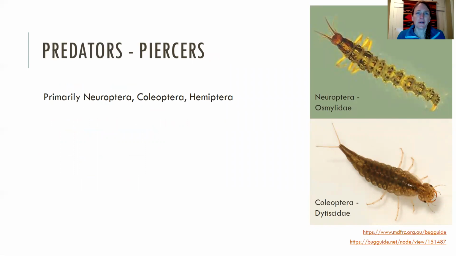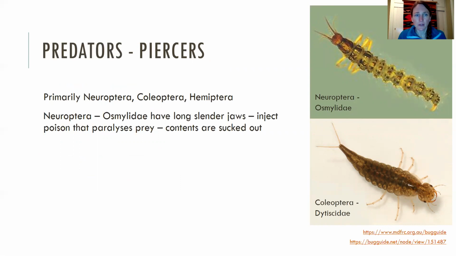Okay, so the other way to be a predator is to be a piercer. So primarily Neuroptera, Coleoptera, and Hemipterans are piercing predators. The Neuropterans, there in the top, that image is an organism in the family Osmylidae. I've never seen one of these, but they look really cool. What look like antennae coming out of the front are actually really long, slender jaws that they poke into their prey, and they inject poison that paralyzes the prey, and then they suck the contents out through those long, slender jaws.